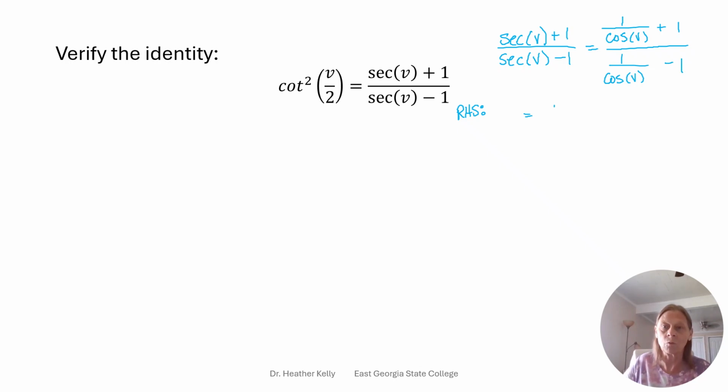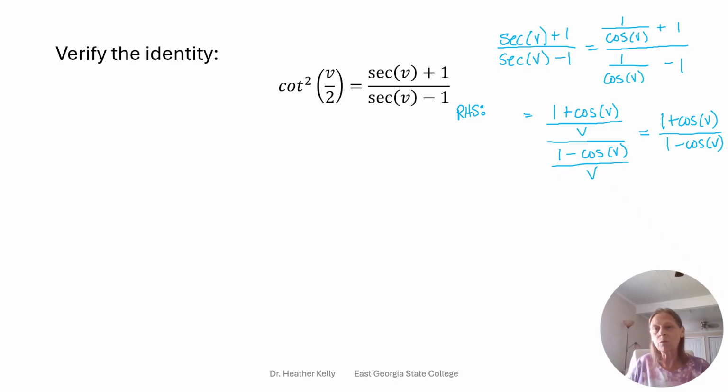So this is going to be 1 plus cosine v all over v, over 1 minus cosine v all over v. And now when we flip those over and everything, we wind up with 1 plus cosine v over 1 minus cosine v. So that's where we are with the right-hand side. So that's where we're going to wind up there. So let's deal with this left-hand side.